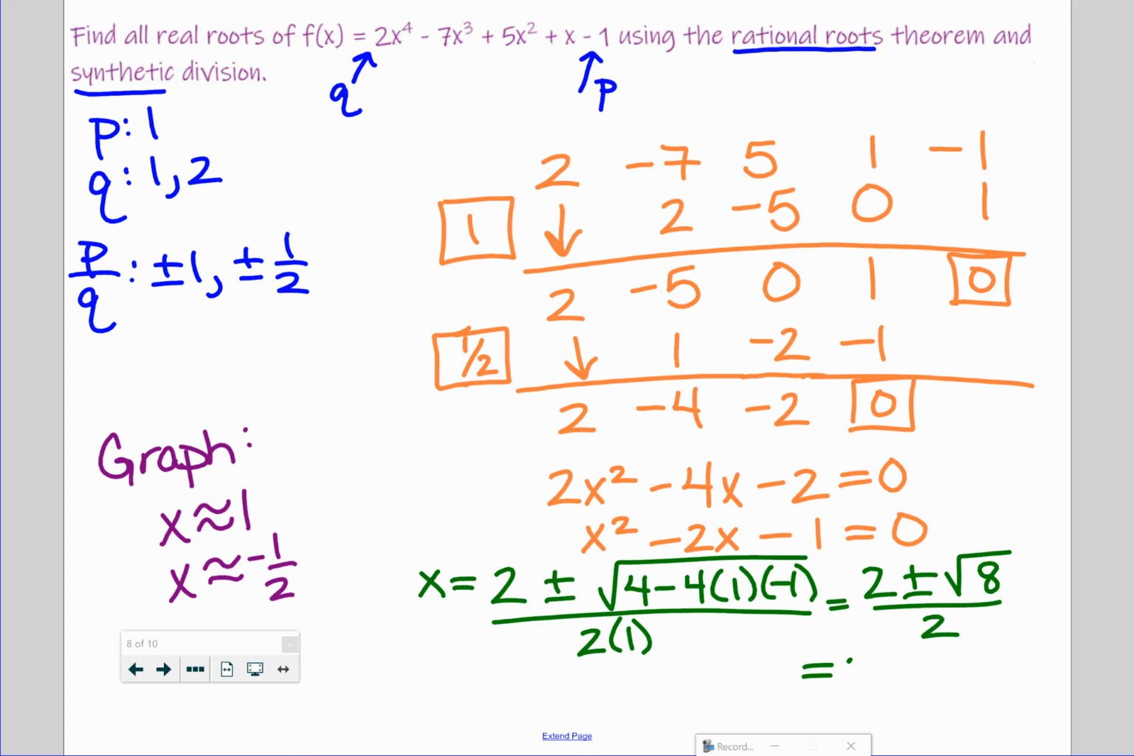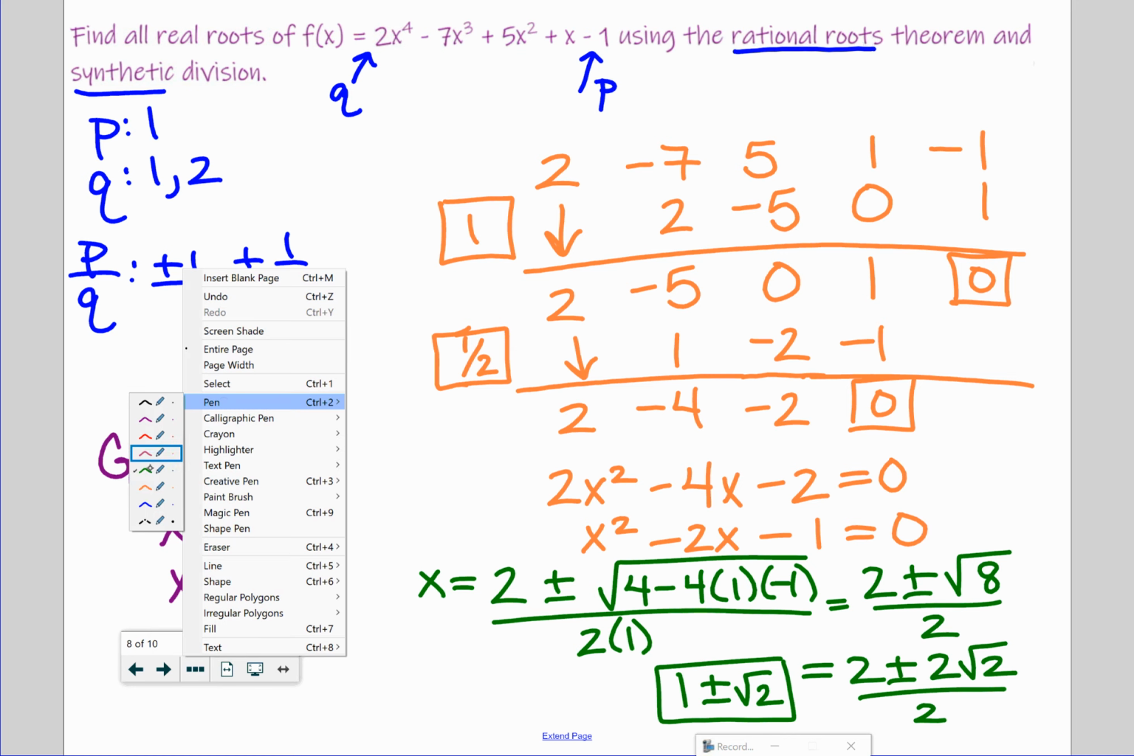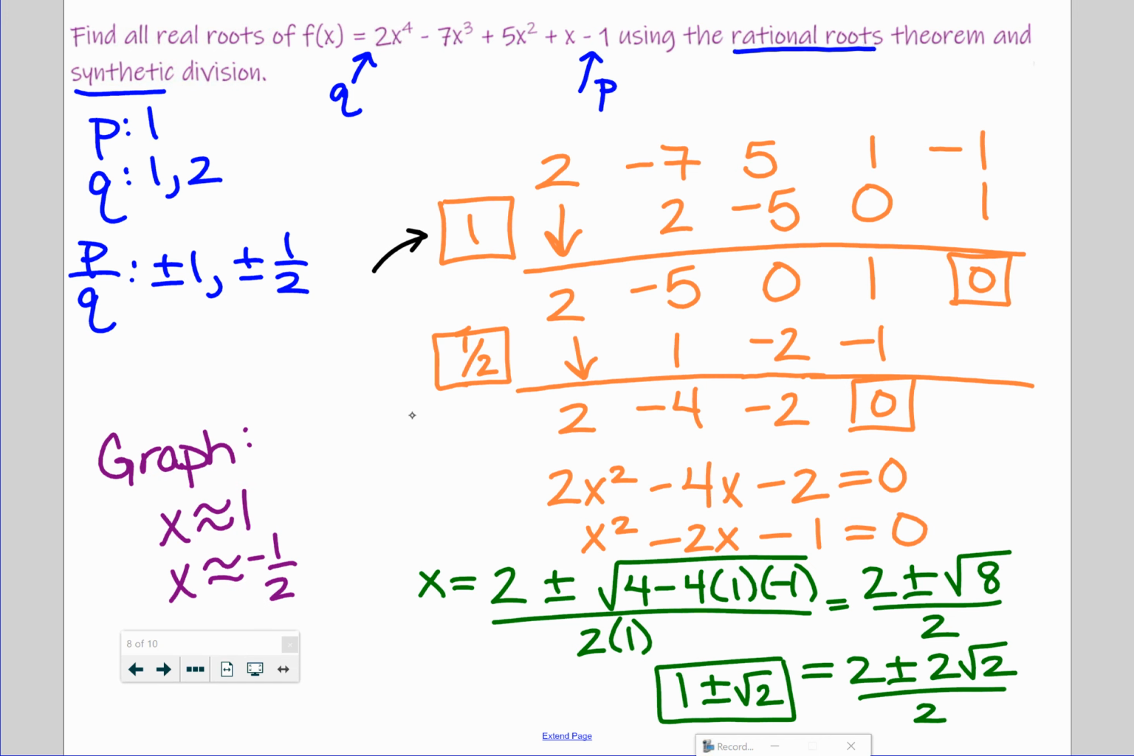Can break that radical down further into 4 and 2, so 2 rad 2 over 2, and then all my whole numbers are divisible by 2, so that's going to reduce, I'll write it over here, to 1 plus and minus rad 2. So make sure when you're writing your final answer, if you have a degree 4 polynomial, you've got 4 solutions, and those 4 solutions are 1, 1 half, 1 plus rad 2, and 1 minus rad 2. That you're going to put on your answer line.